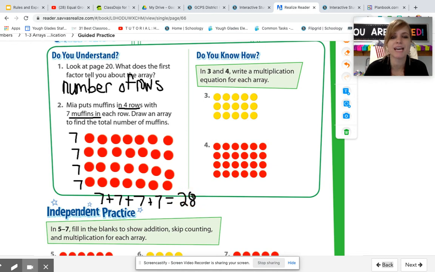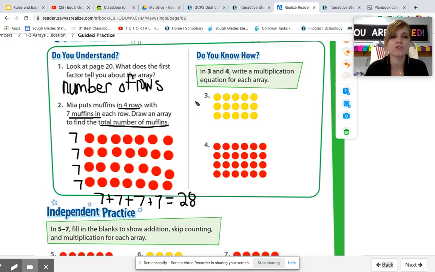I could double check that. 7, 14, right? And there's 14 here. So I could start here and say 14, 15, 16, 17, 18, 19, 20, 21, 22, 23, 24, 25, 26, 27, 28. You always want to check your answers. It's always wise to check your answers. So I received the total number of muffins is 28.